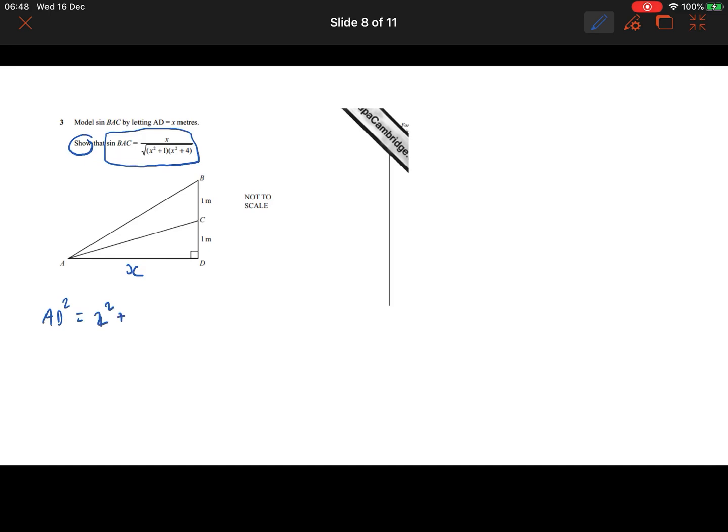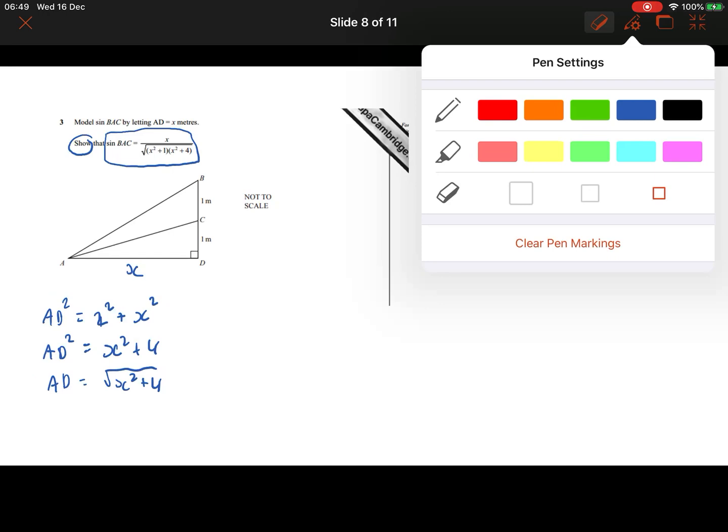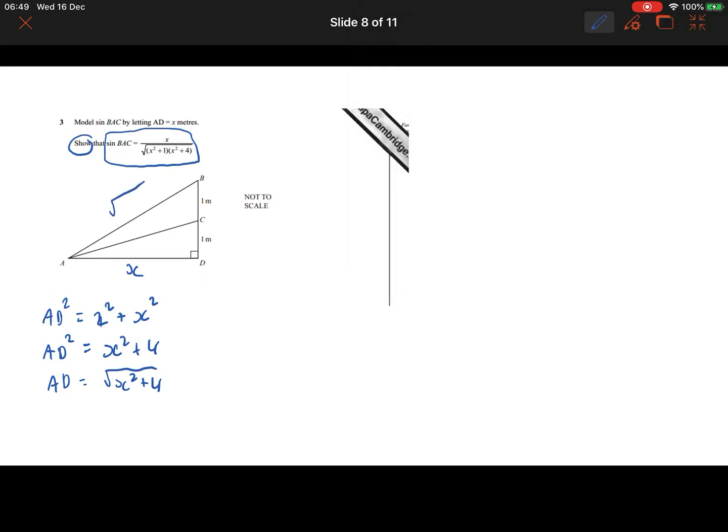Remember what we did first. We found AB. AB squared is going to be equal to 2 squared plus x squared. AB squared is going to be x squared plus 4. AB equals the square root of x squared plus 4. Maybe you can see where this is going. So this is root x, sorry, not that one. It's AB. AB is the square root of x squared plus 4.